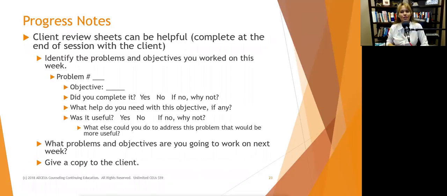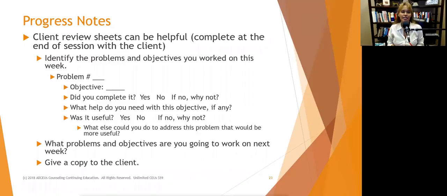You can go through this and it's just kind of a big summary of what we talked about in session for the client. What help do you need with this objective, if any? Was it useful? Yes or no? If not, why not? Help me understand so we can modify your treatment plan. What else could you do to address this problem that would be more useful?